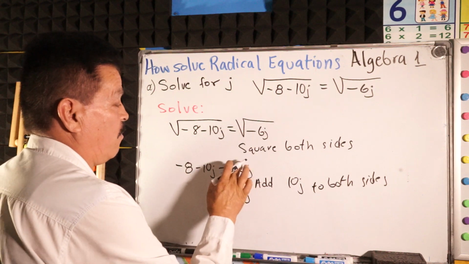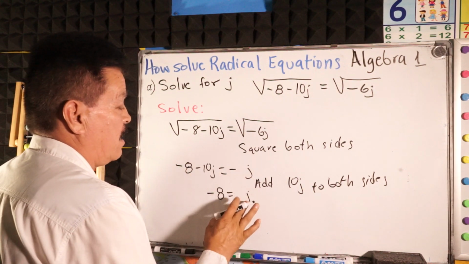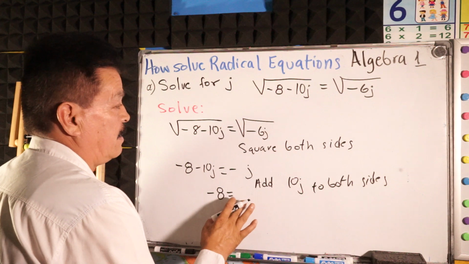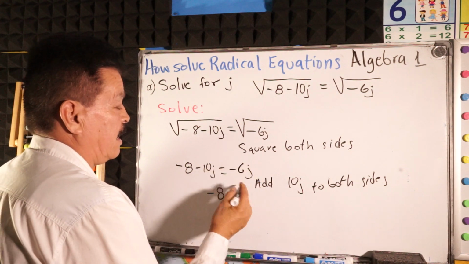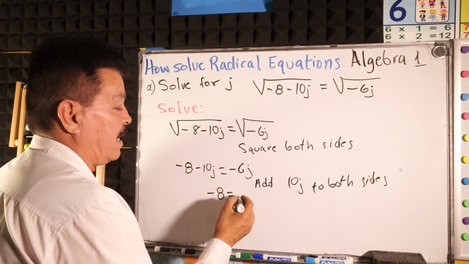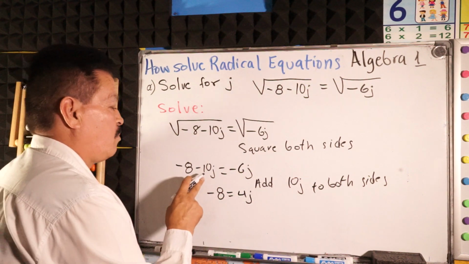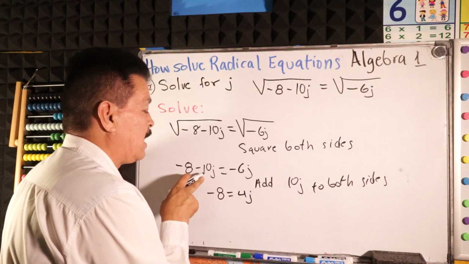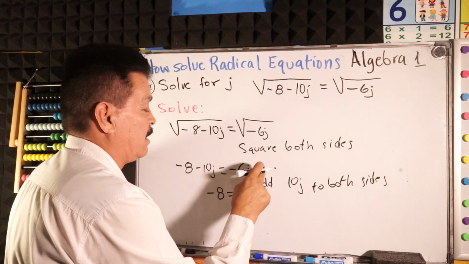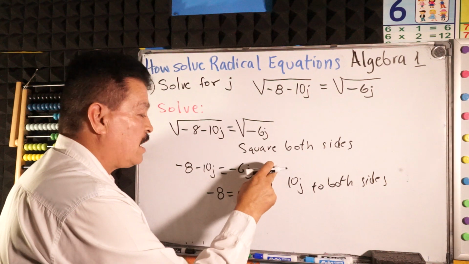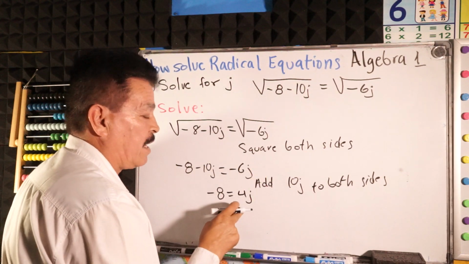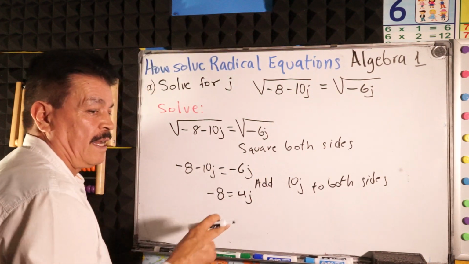Because when you move negative 10j to the other side, it becomes positive 10j, and 10j minus 6j, you will have 4j. Right?